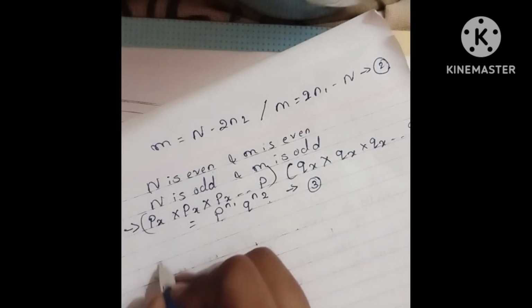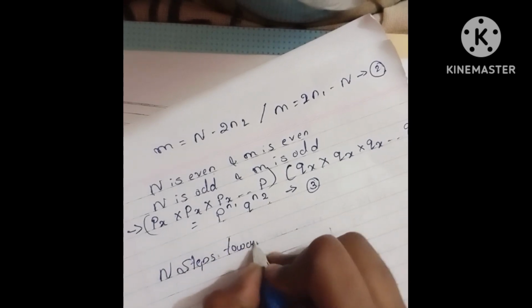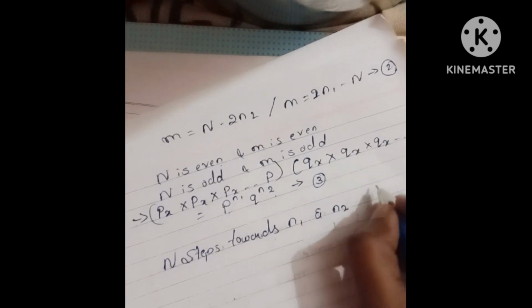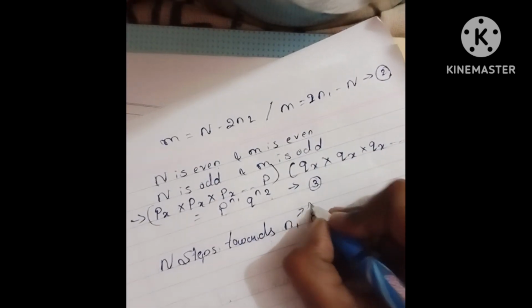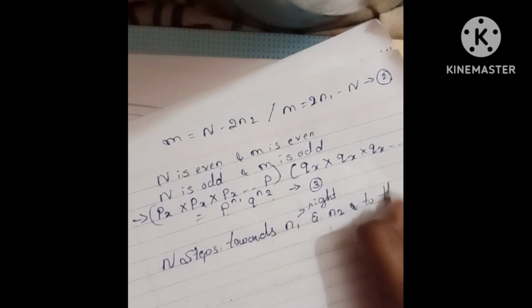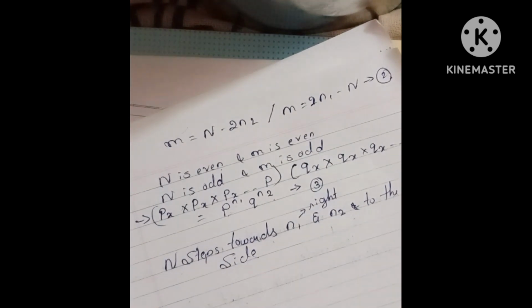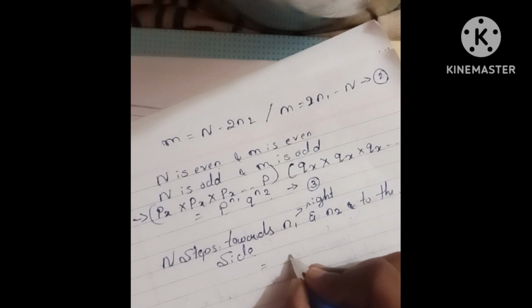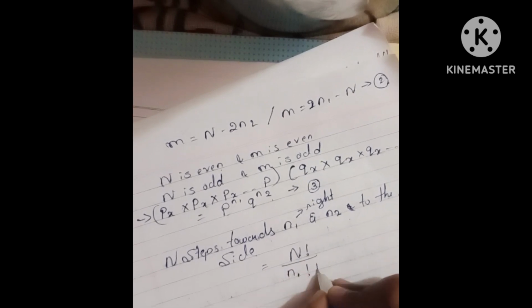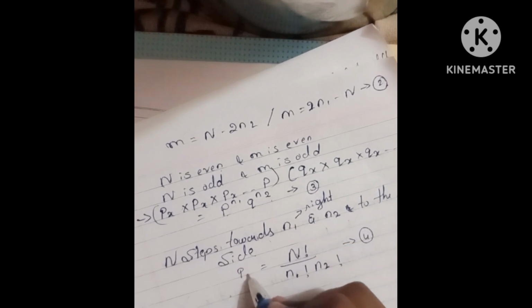Okay, so moving further, if total n steps with n1 to the right and n2 to the left, if we take n steps towards n1 and n2, n1 at the right side and n2 to the left side, then in probability we can write it as n factorial divided by n1 factorial into n2 factorial. This is a very important part.